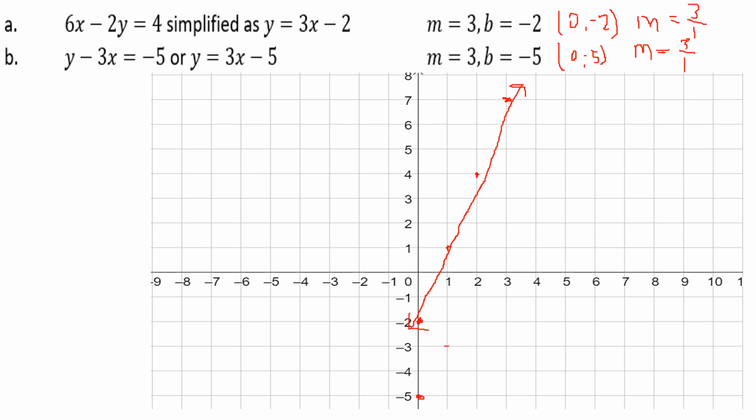1, 2, 3, 1. Repeating this, we plot the next points. Okay, so let's create a straight line.